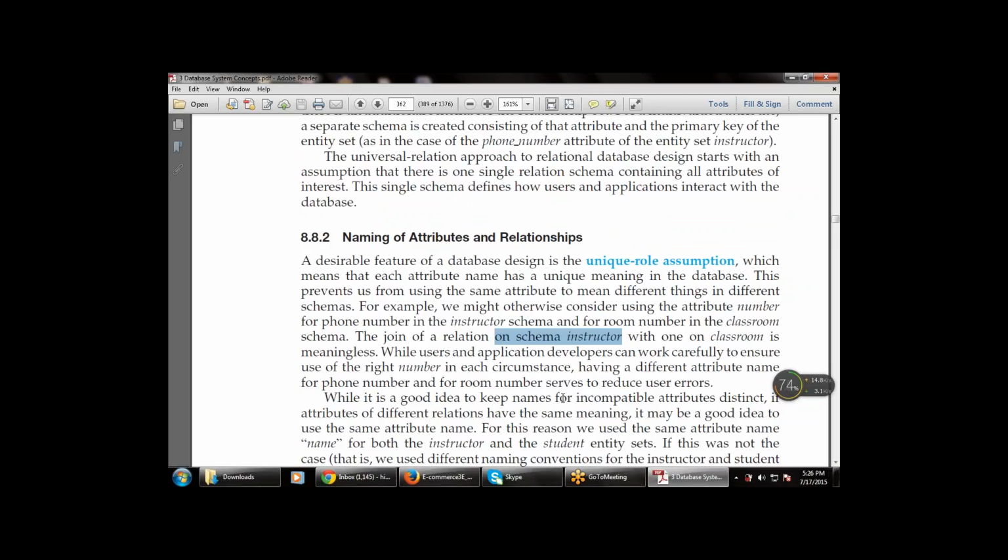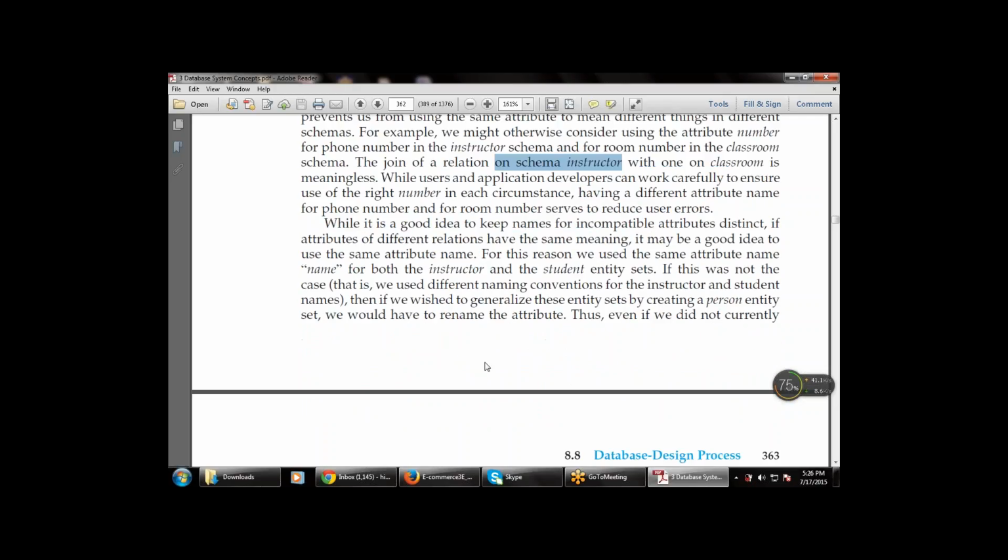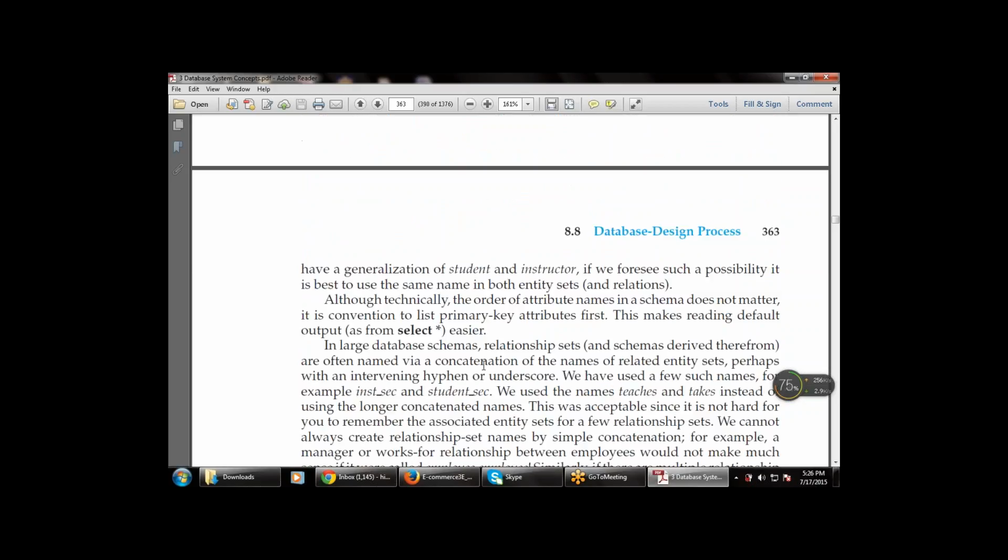So the join of a relation on the schema instructor with one on the classroom is meaningless. While it is a good idea to keep names for incompatible attributes distinct, if we keep the relation with the same meaning, that is a good idea for the attribute names. So whenever we use select star, that means all the fields are selected.